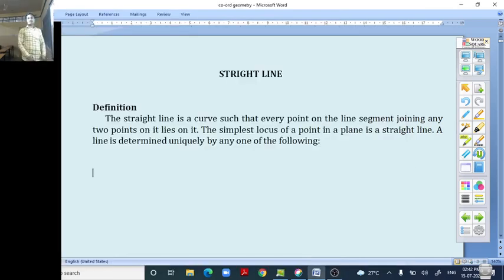Hello students, today we will study coordinate geometry.